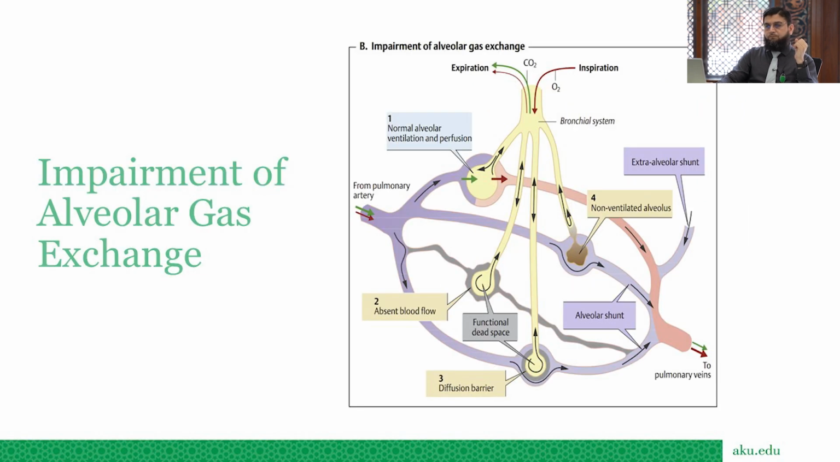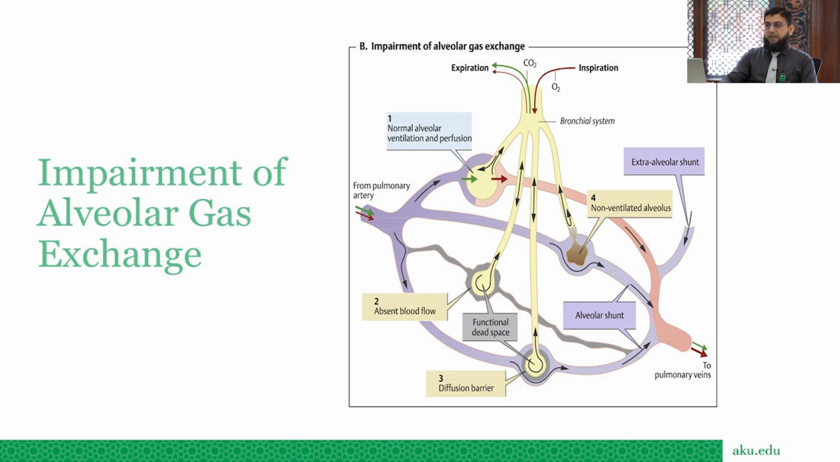How does impaired gas exchange occur at the alveolar level? There are two or three mechanisms. Normally, if the blood supply is adequate and the alveolar space is adequate, then gas exchange occurs in a normal way. Ventilation is adequate, air is going into the alveoli, and perfusion is adequate, so blood is going through, and there is adequate gas exchange.